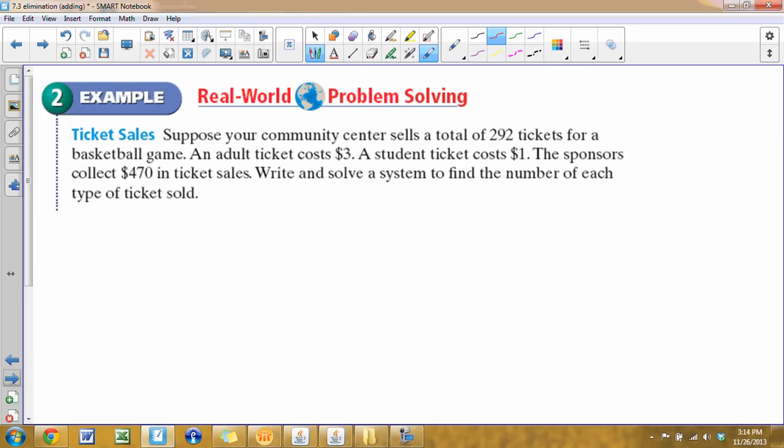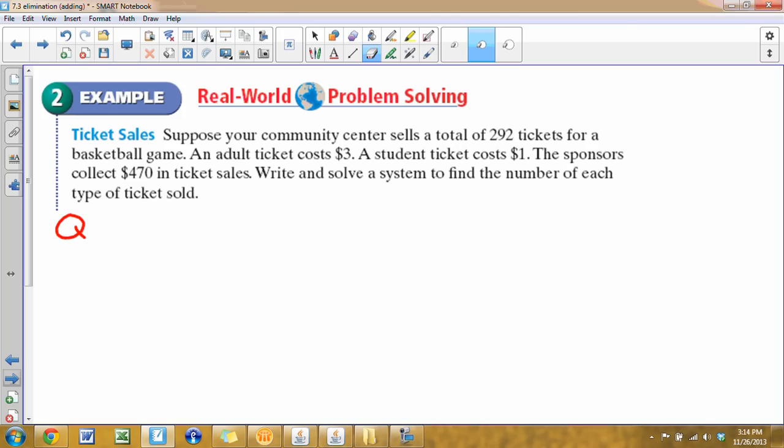Now, there are two different equations we need. We know it's a system, so we know we're going to need two equations. Anytime you're dealing with money, there's two things that I always look for. I want to find an equation that has to do with quantity.